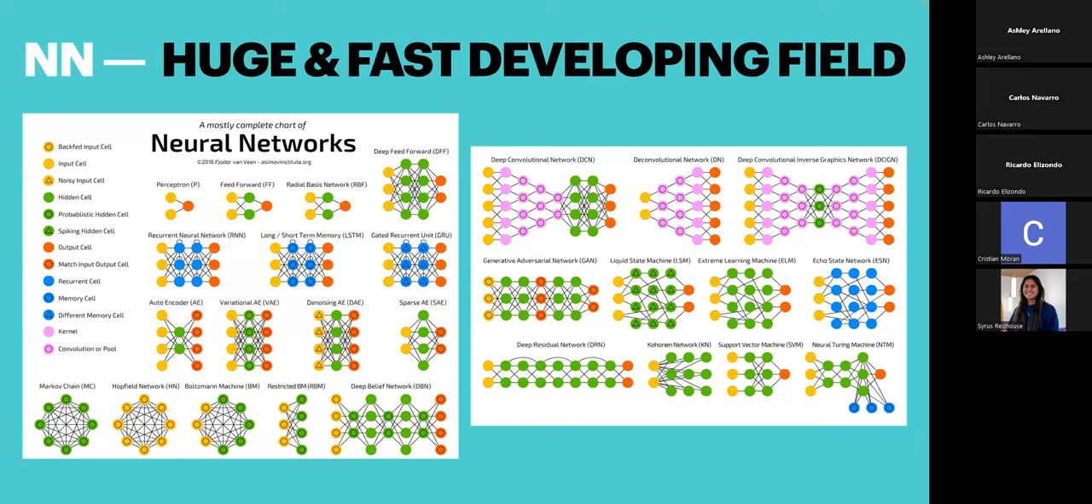Here is just some illustration of different neural networks. There are many types. I have no idea what this one is, though I know the first one, and I never use this one. There are many different types of neural networks. It's a huge, complex field, and most researchers are only familiar with a few of those.